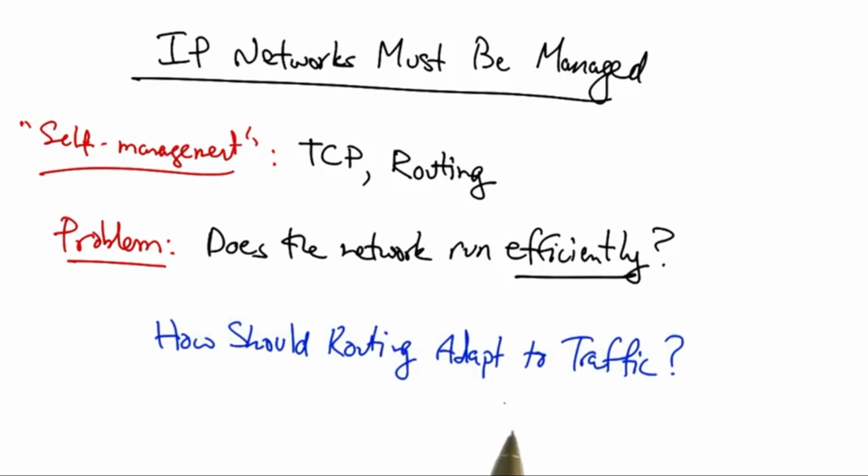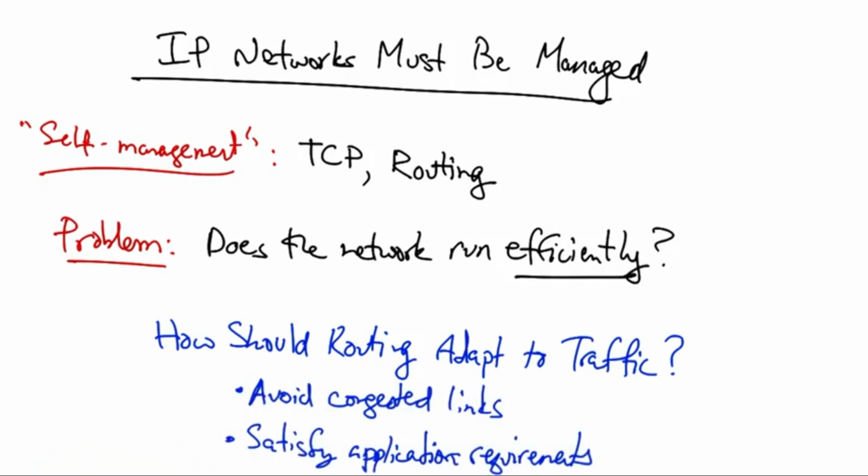So a key question that traffic engineering tries to address is how routing should adapt to traffic. In particular, traffic engineering attempts to avoid congested links and satisfy certain application requirements, such as delay. These are, in some sense, the essential questions that traffic engineering attempts to answer.